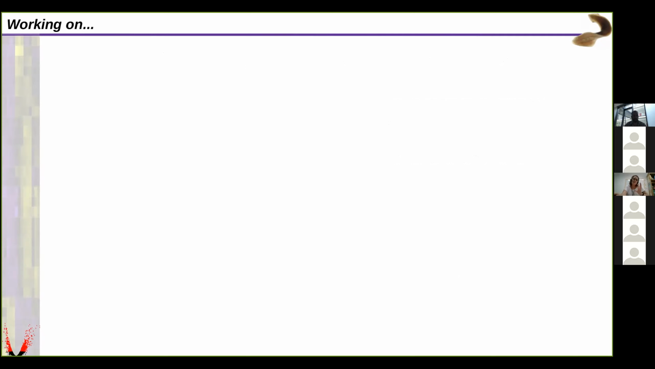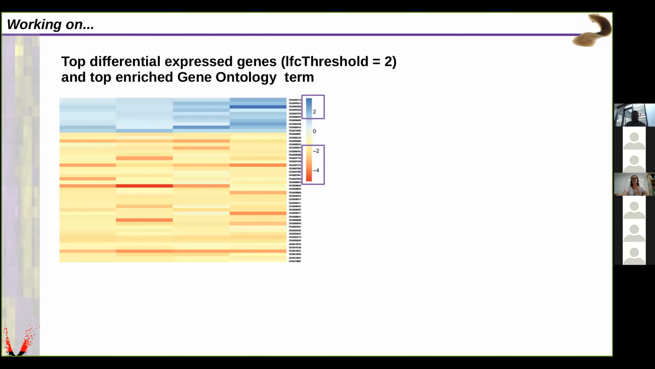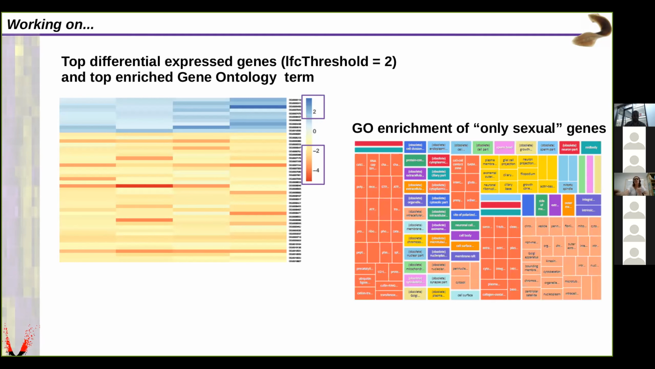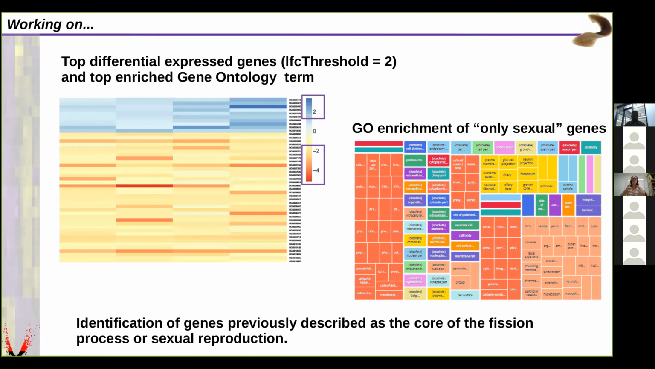With all these previous results, we are now working on the top differentially expressed genes using a log fold change threshold, and the top enriched gene ontology terms. In addition, we are working on the gene ontology enrichment of only sexual genes and on the identification of genes previously described as the core of the fission process or sexual reproduction.